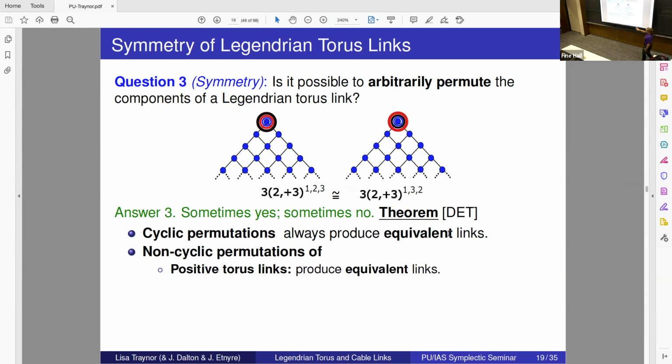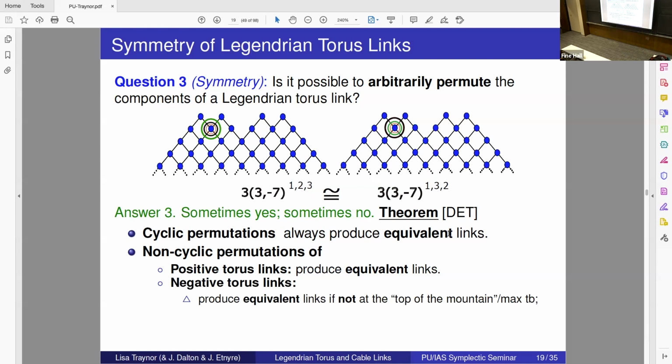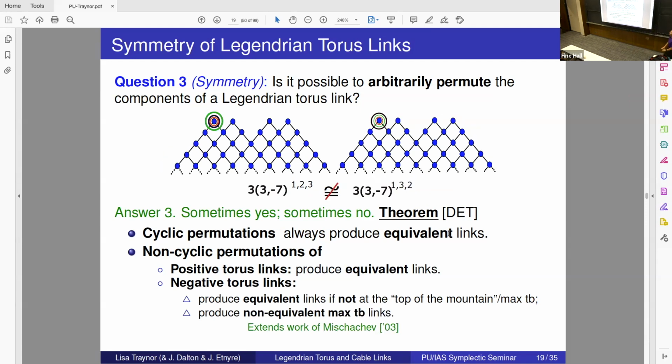For non-cyclic permutations, if you're on the positive torus link side, there's lots of flexibility. You can produce equivalent ones. For the negative ones, if you're not at the very top, if you're not the max TB, not at the mountain peak, say I've chosen that vertex a number of times, I can do any permutation I want. But if you're at the mountain peak, you cannot do any non-cyclic permutation. You can only do the cyclic permutations.